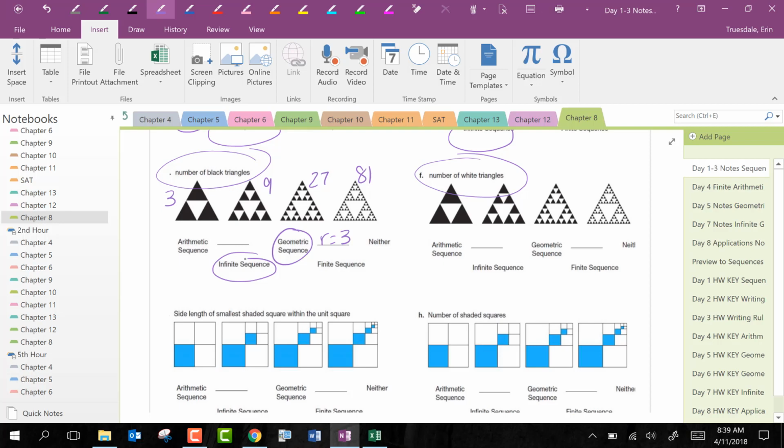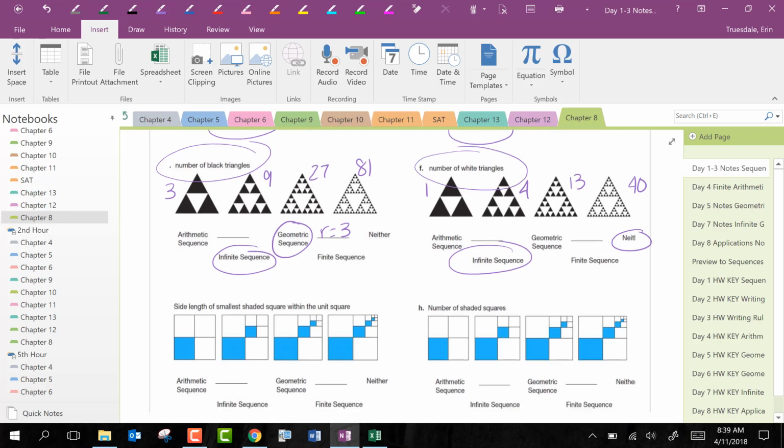Okay, and then the number of white triangles, so now we have 1, 4, 13, and 40. Is there any sort of sequence going on there? So it's not geometric or arithmetic. Technically, again, they could go on forever, although eventually it's probably just going to look like one big white triangle. Okay, we'll skip the next two.